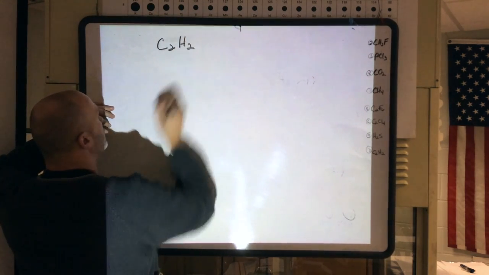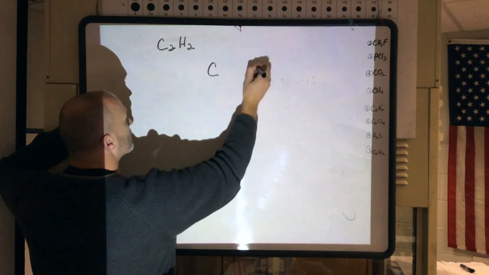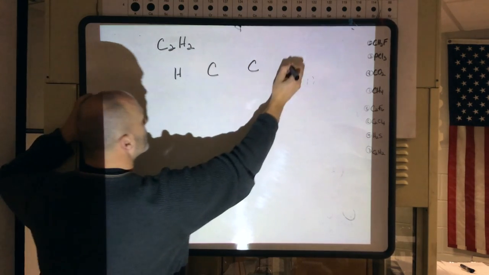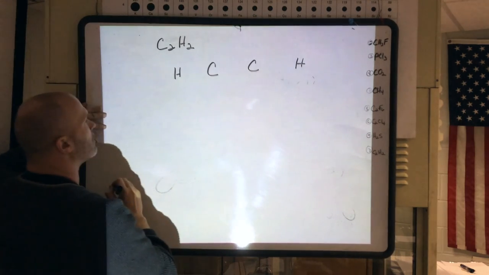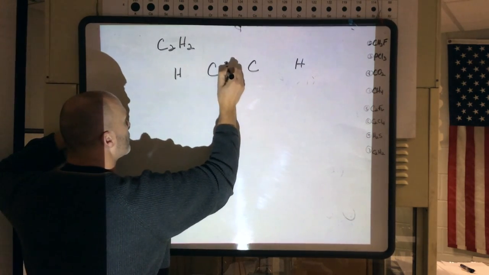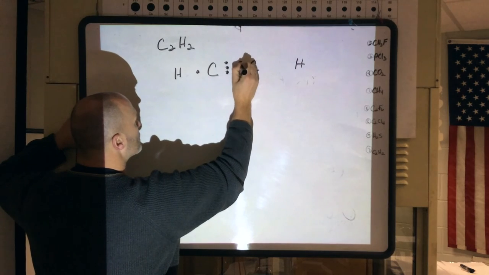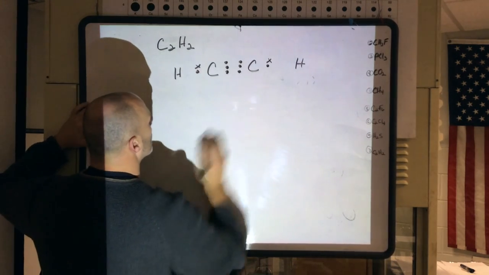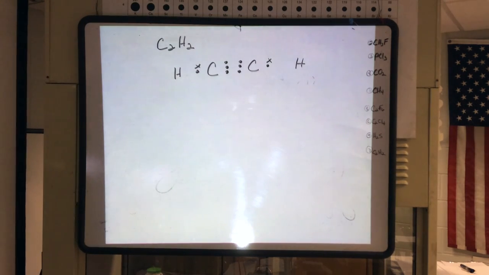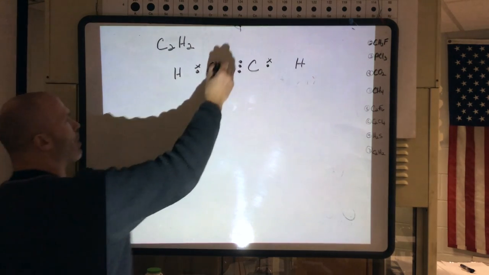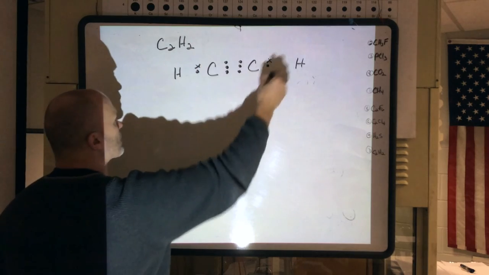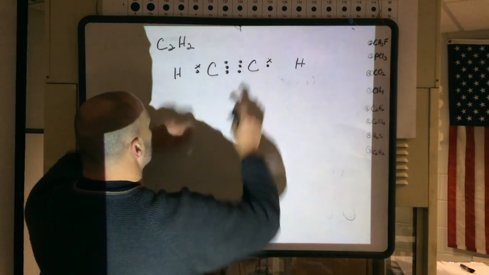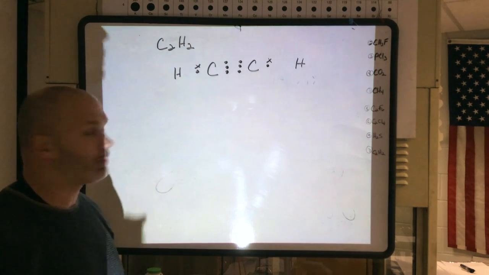C2H2. Let's do it. Carbon has just an H. So 1, 2, 3, 4. 1, 2, 3, 4. Each hydrogen brings one. And there it is. This carbon feels like it has 8. This one feels like it has 8. Okay, and has the noble gas configuration. And of course, hydrogen feels like it's like helium by having 2.